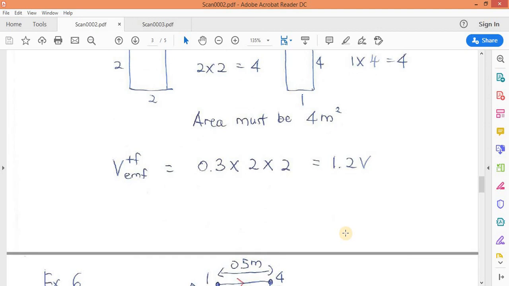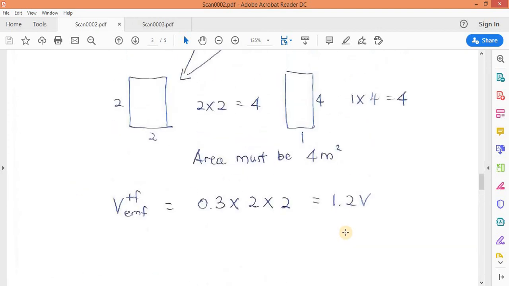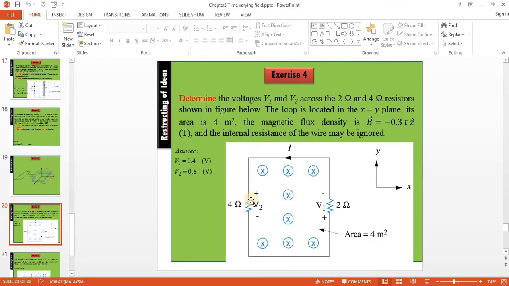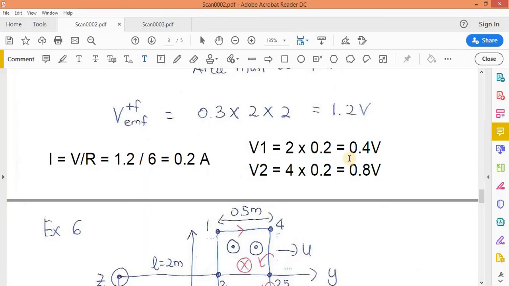In order to know the current flowing in the loop, we have to use this equation, V divided by R. So you will get your current in the loop, which is equivalent to 0.2 ampere. And when you want to find the voltage across these two resistances, you just multiply the I with their resistance. So you multiply the I with 4 and also with 2. Then you can get the voltages V1 and V2. So this one will be the answer for exercise 4.